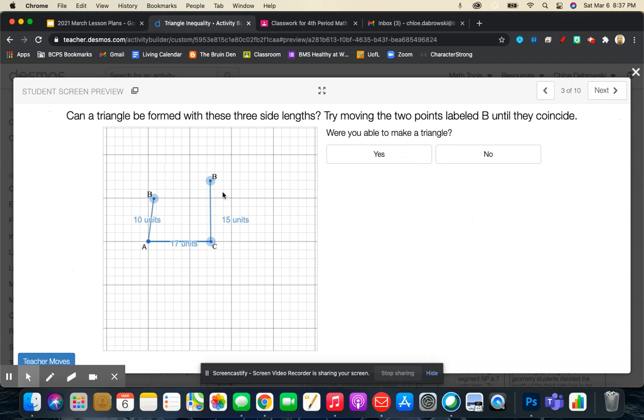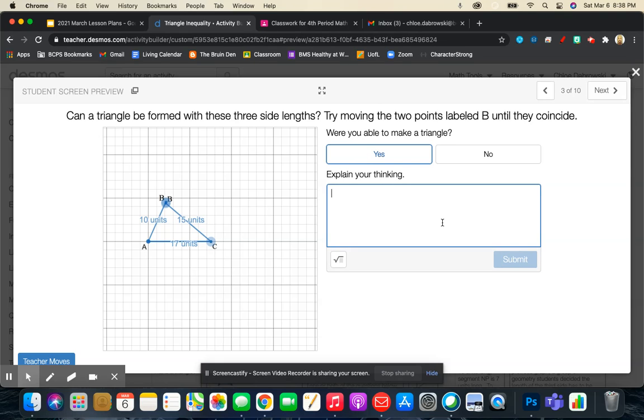Let's see the next one. Can I form these sides around in order to make a triangle? Looks like they're kind of close here. If I tilt that angle a little bit more, get them a little bit nearer each other. There we go. All right. So it looked like 10, 17, and 15 were usable side lengths. I did make a triangle. They did overlap. Everything was good to go there.